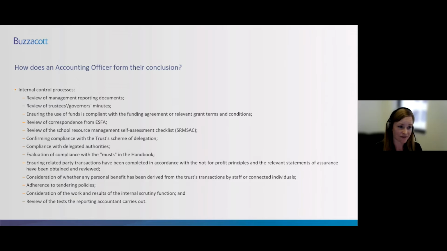The next area is evaluation of compliance with the musts in the handbook. There are a lot of must requirements in the handbook, and as accounting officer, it's important that you are aware of them. So I would recommend familiarising yourself with the Academy Trust Handbook.